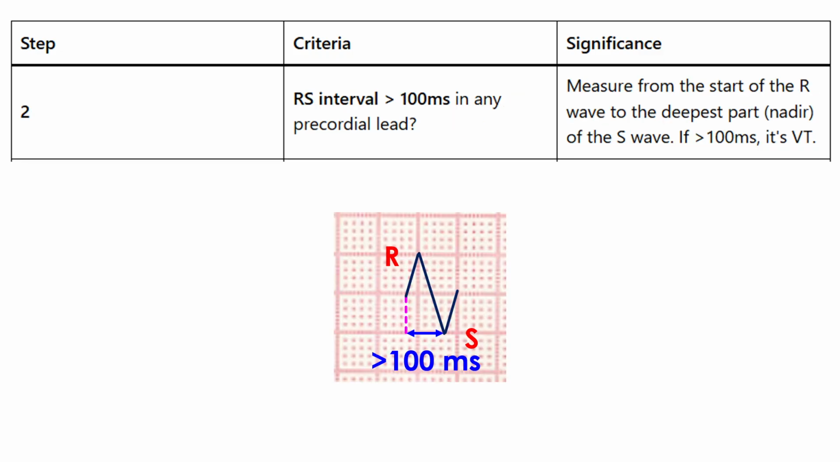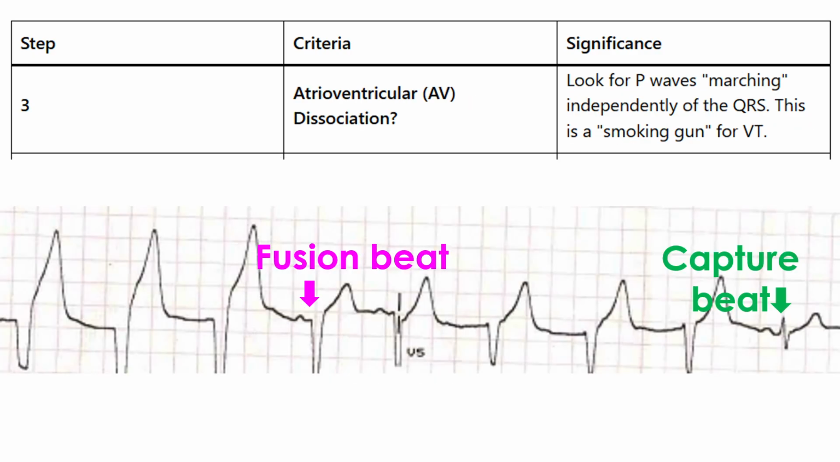Measure the start of the R wave to the deepest part or nadir of the S wave. The distance between these two, that is the horizontal, if it is more than 100 milliseconds, it is suggestive of ventricular tachycardia. Look for P waves marching independently through the QRS.